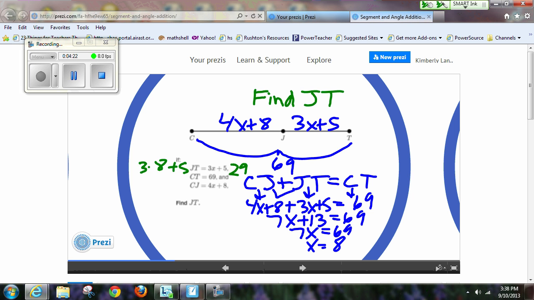We can find CJ one way by taking 69 minus 29, and that gives us 40. So we can find the other length just by subtracting one segment from the total segment.